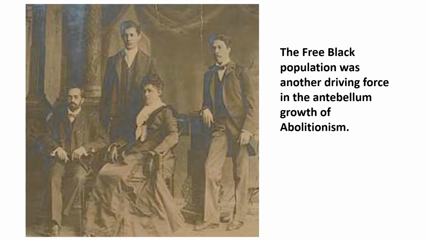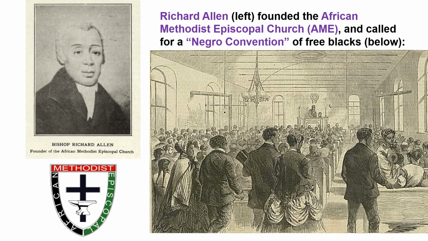Not only were the most devout religious people often abolitionists, but the free black population was another driving force in the movement during the antebellum age, not surprisingly, because they're African American. One of the earliest free blacks to advocate for abolitionism was a man named Richard Allen, who in the late colonial and early national period argued against slavery. He is famous for creating the African Methodist Episcopal Church, often called the AME Church.